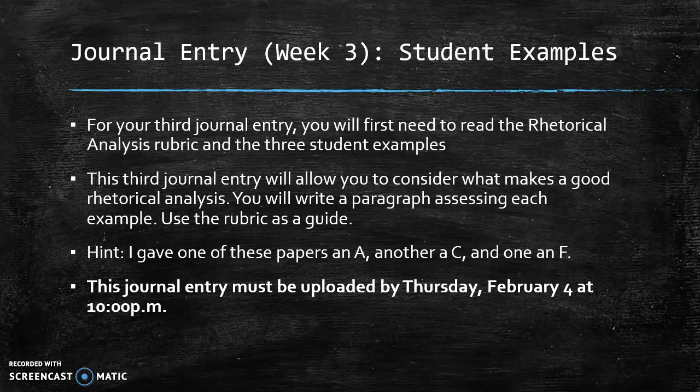So for the journal entry, this involves you first reading the rhetorical analysis rubric as well as the 3 student examples. The third journal entry will allow you to consider what makes a good rhetorical analysis. You will write a paragraph assessing each example and use the rubric as a guide. For this set of examples, I am giving you an example of an A paper, a C paper, and an F paper. Part of what you should do is tell me which one deserves which grade. This journal entry must be uploaded by Thursday, February the 4th at 10 p.m.